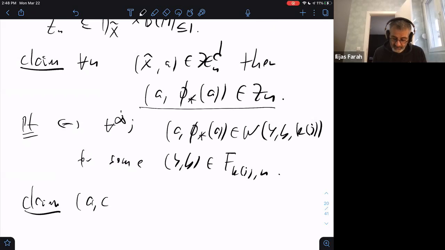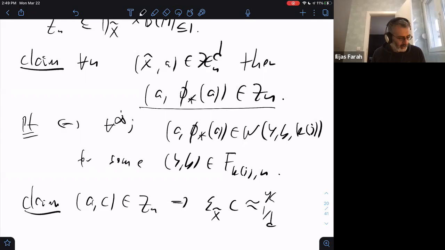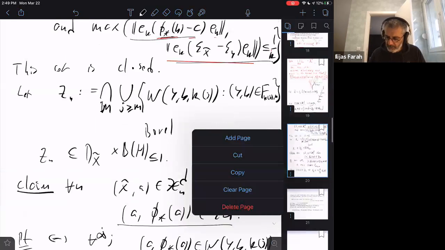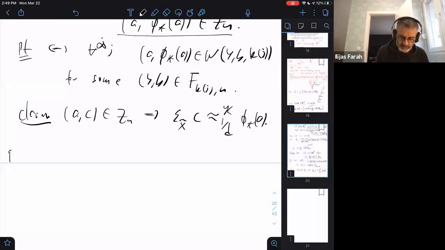Second claim says that if A, C belongs to Zn, then Qx tilde C is approximately equal, modulo compacts, up to 1 over D, to phi star of A. Right, so the second condition tells us that this set is not too wide. And for that, we need another page. The proof.